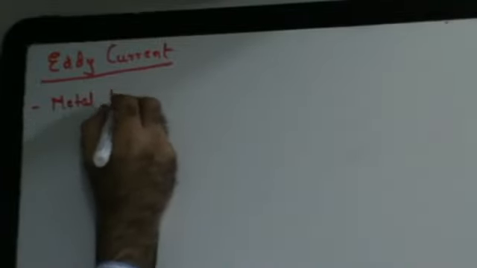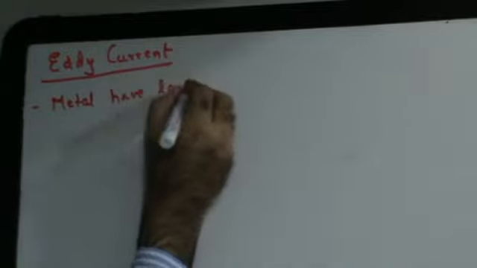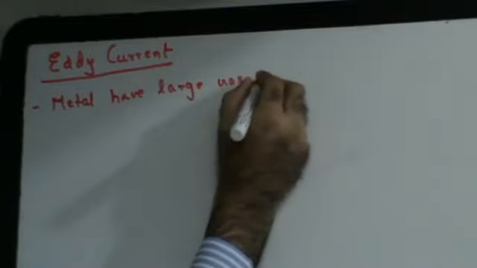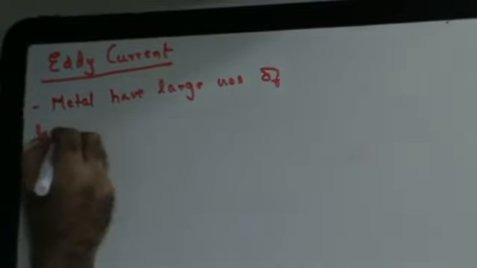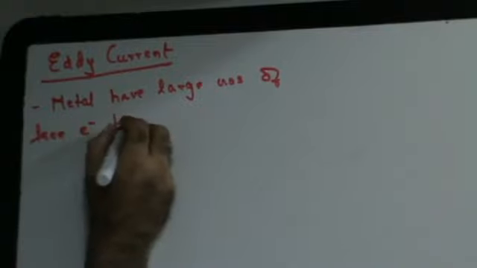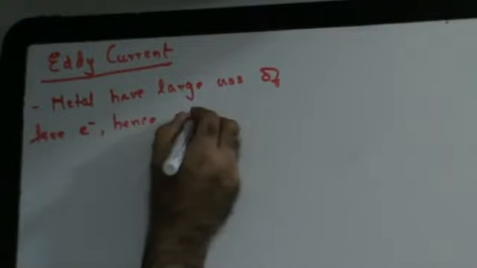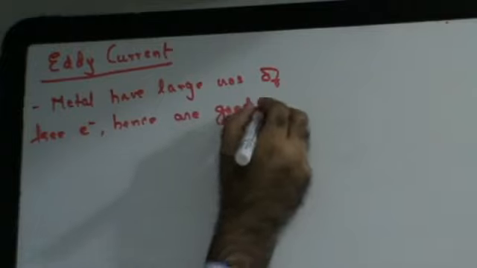Now, we know that metals are made up of a large number of free electrons and that's the reason why they are good conductors of heat and electricity. Metals have a large number of free electrons, hence are good conductors of heat and electricity.